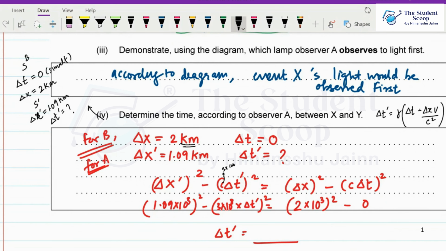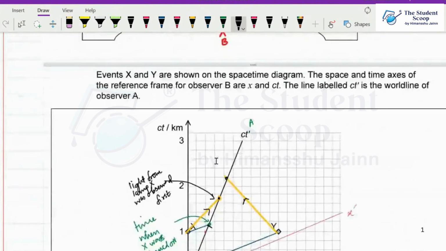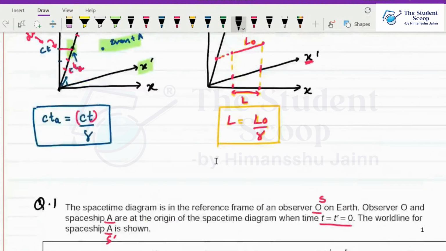Okay, so this is how we use a space-time diagram. These are the basic examples of how the space-time diagram can be used to solve relativity problems. Okay, so that's it.